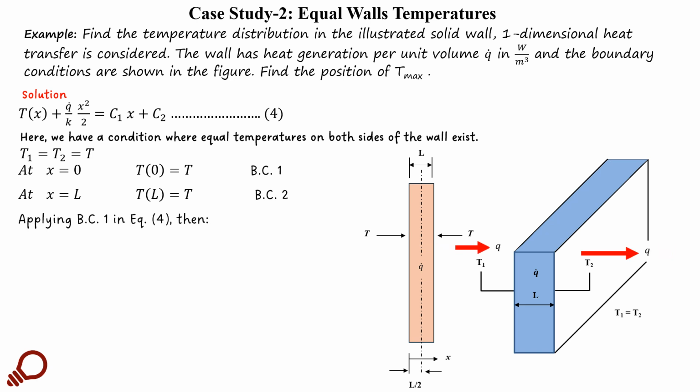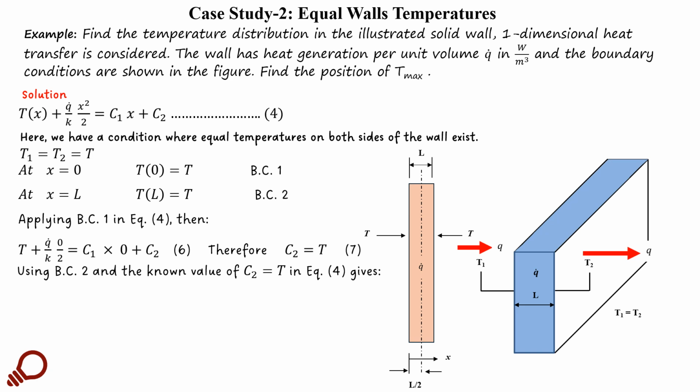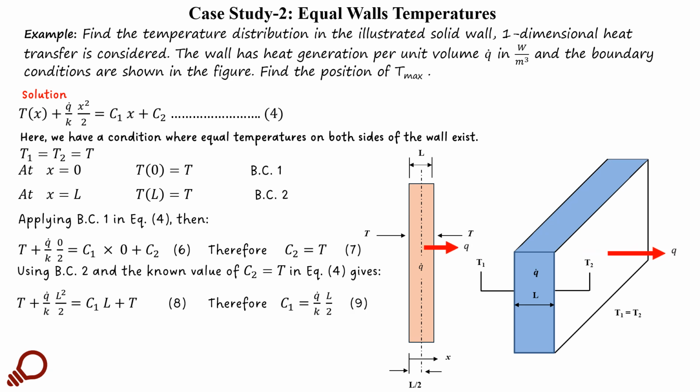Applying boundary condition 1 in equation 4 and substituting the value of x as 0, we will get C2 equal to T. And if we apply boundary condition number 2 together with the constant C2 equal to T in equation 4, that will produce a general form of C1 in terms of q dot divided by k times L divided by 2, as shown in equation number 9.